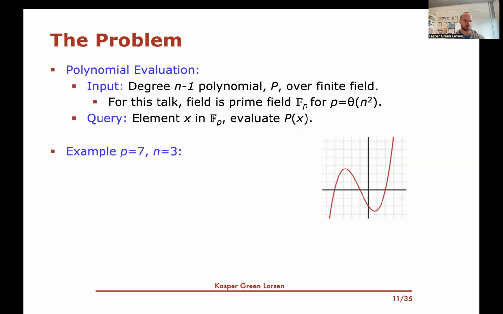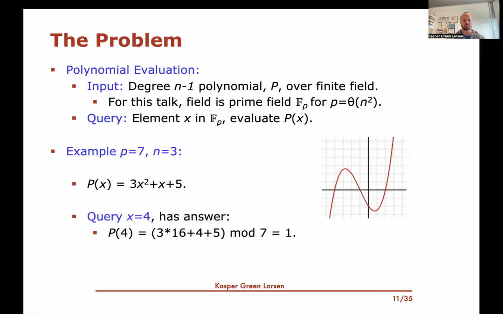So just to have a small example, right? Let's say that the prime is 7 and n is 3. So then we get a degree n minus 1, so a degree 2 polynomial as input. It could look like this. So the coefficients are over the finite field F7. So that's numbers, it's basically we're working modulo 7. So these are numbers from 0 to 6. So the polynomial could look something like this.